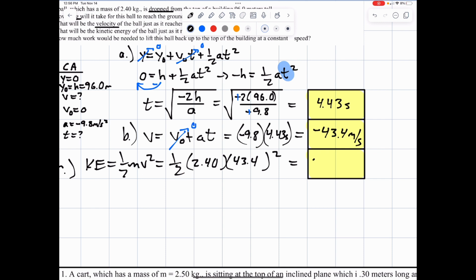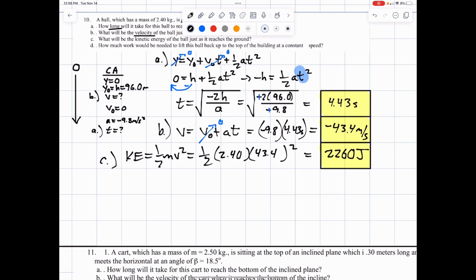We should end up with about 2,260 joules of kinetic energy.